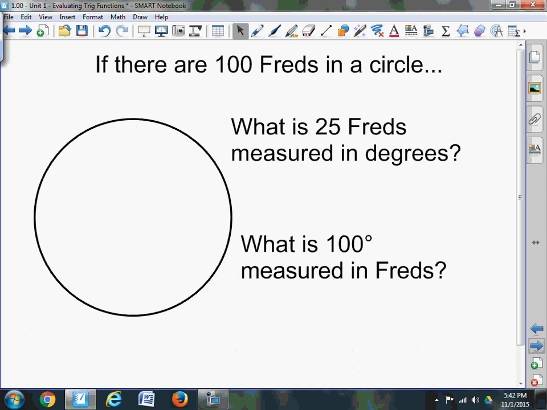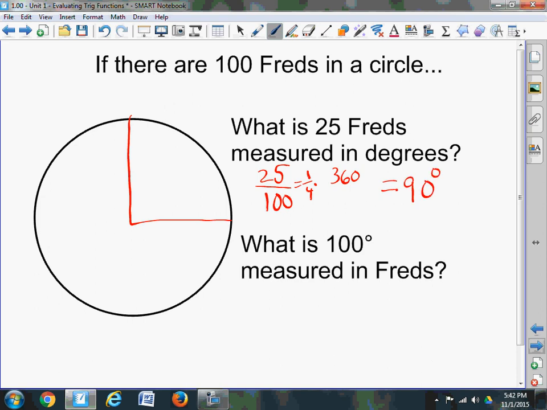All right, so it is an arbitrary number, so we could say there's 100 Freds in a circle. So if we had 25 Freds, well, if there's 100 Freds, that means 25 Freds would be a quarter of a circle, right? So if I times that by 360, that's the same thing as a quarter. A quarter of 360 is a 90-degree angle, so a 25 Fred angle is the same thing as a 90-degree angle.